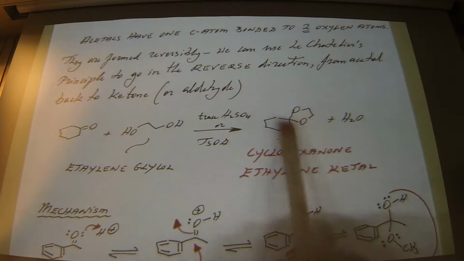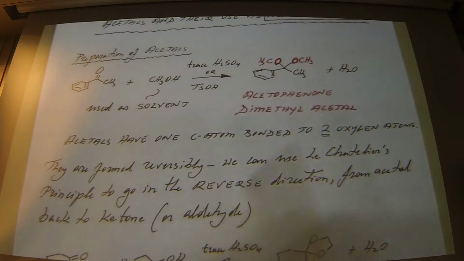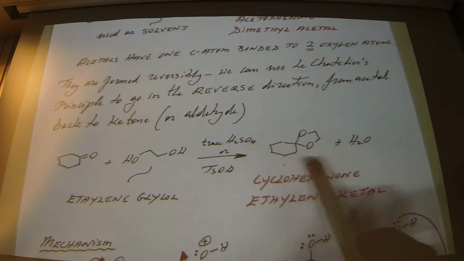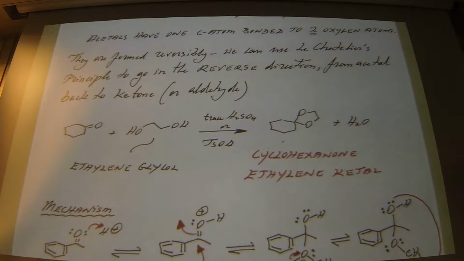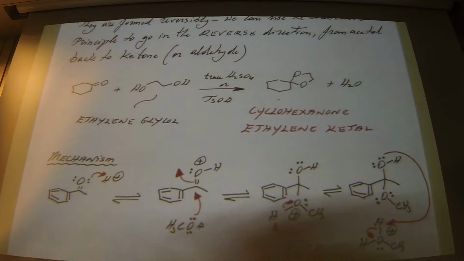And this is the cyclic one. This one turns out to be quite a bit more stable than ones like this. And so these are chemically robust and are used quite often as protecting groups. Now, the mechanism, which I also went through, I'd like to go through in some detail because it is the same mechanism that you're going to see again and again.